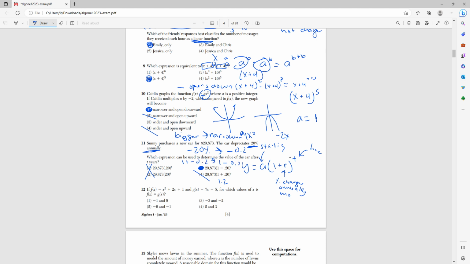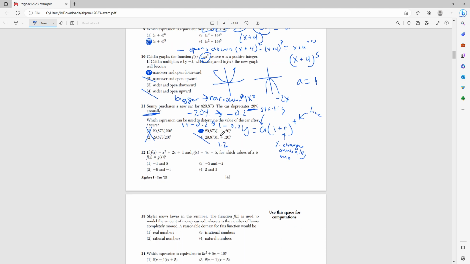Number 12 asks, if f(x) is equal to x^2 + 2x + 1, and g(x) is equal to 7x - 5, for which values of x is f(x) equal to g(x)?